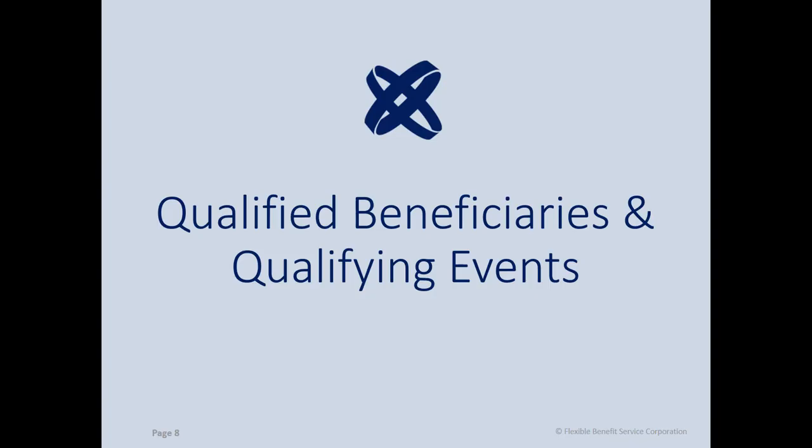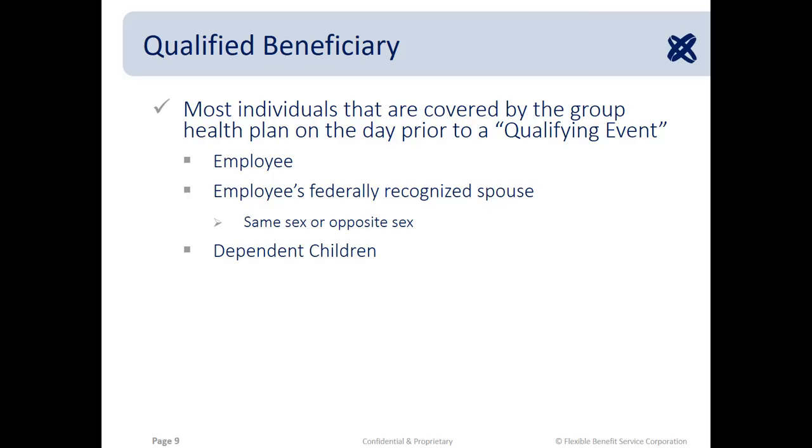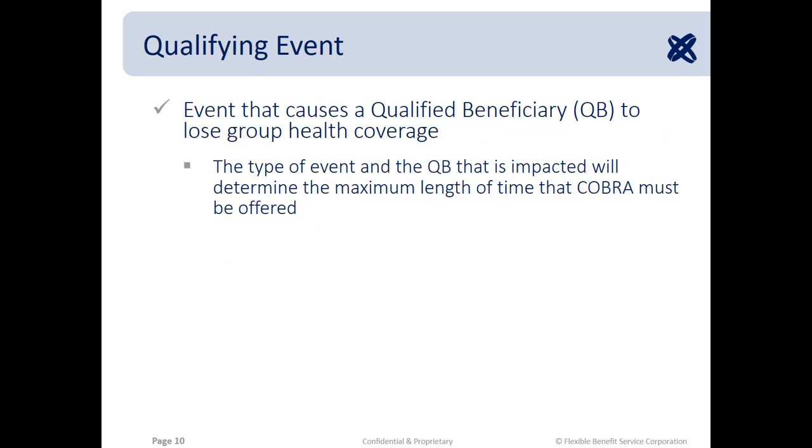Next up, let's talk about qualified beneficiaries and qualifying events. A qualified beneficiary, or QB, is an individual covered on the group health plan on the day prior to a qualifying event. This includes the employee's federally recognized spouse, both same-sex and opposite sex, and the employee's dependent children. A qualifying event is an event that causes a qualified beneficiary to lose group health coverage.